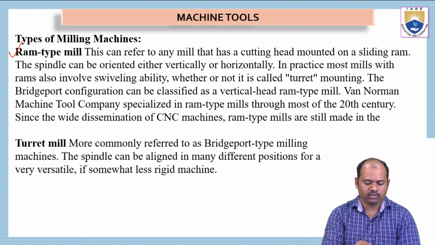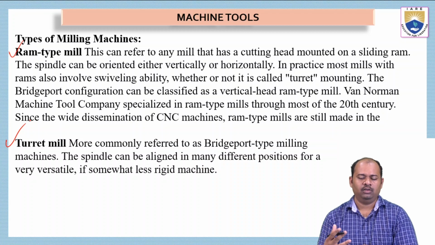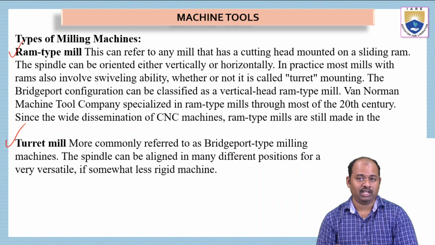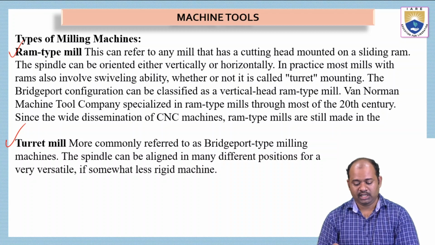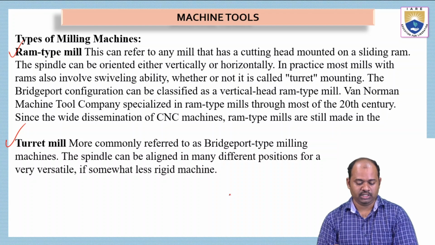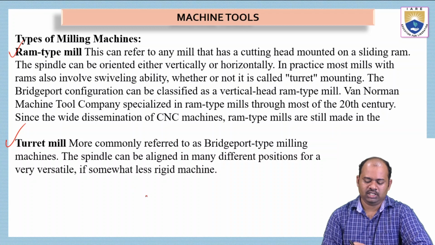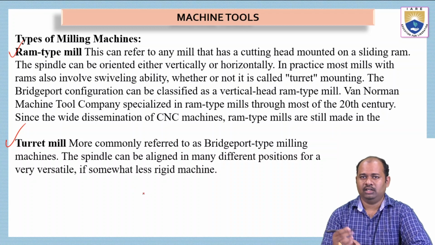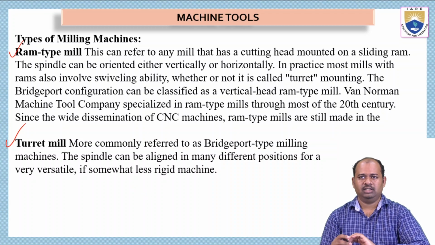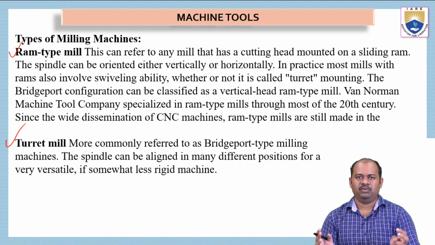And then we have turret mills. What is a turret mill? More commonly referred to as Bridgeport type milling, the spindle can be aligned in many different positions, making a very versatile, if sometimes somewhat less rigid machine. This is another type of milling machine which is less rigid compared to other types. That means it can have more flexibility, with more flexible motions possible in all directions.